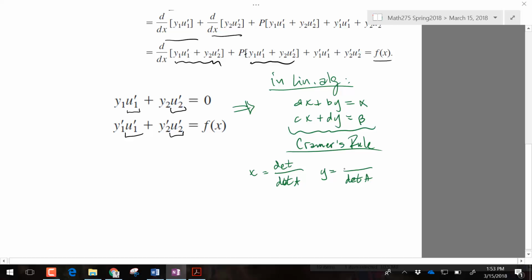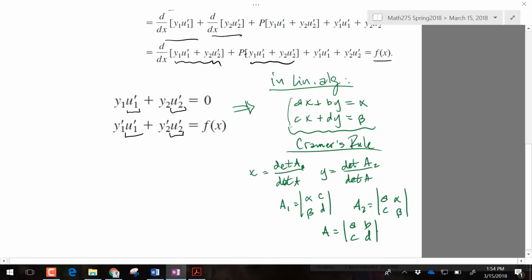And then in the numerator is the determinant of, they call it A sub 1 and A sub 2, where A sub 1 is equal to basically the determinant of the matrix A, B, C, D, except the first row is replaced with the numbers on the right-hand side. And then A2 would be A, B, C, D, except the second row is replaced with alpha and beta. And then A is equal to A, B, C, D. Should have written that first. Okay, so this is Cramer's rule.